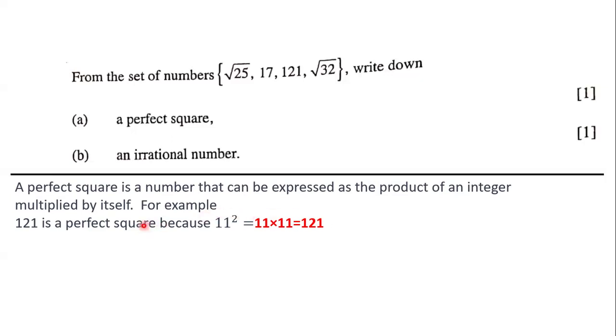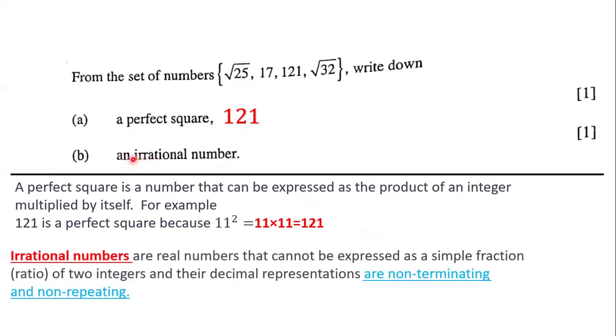And so a perfect square is a number that can be expressed as a product of an integer multiplied by itself. All right. And so in this particular question, from the set of numbers, 121 is a perfect square because 11 times 11 is 121. And that's our answer for this particular one. Let's move on to part B.